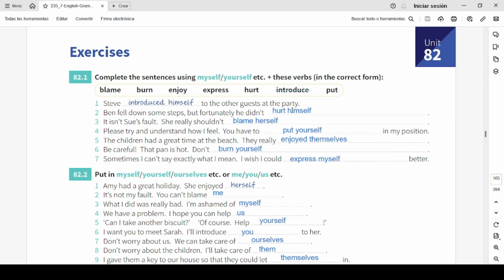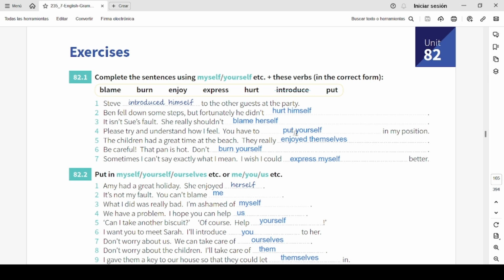So another part you have to analyze is what person we're talking about. For example, the second one, Ben. We're talking about the third person, so he's male. So in that case, it's himself. Or the next one: it isn't Sue's fault. Sue is a female, so we're talking about the third person. So it's herself.